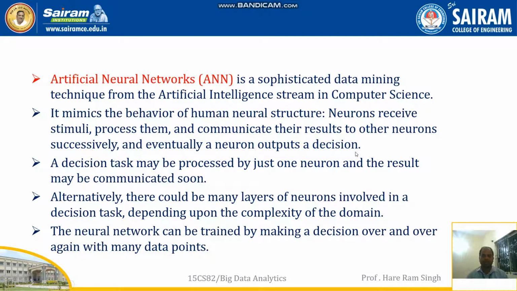Neurons receive stimuli, process them, and communicate their results to other neurons successively, and eventually our neurons output a decision. So neurons receive the data from one neuron, process those data, and communicate with another neuron.